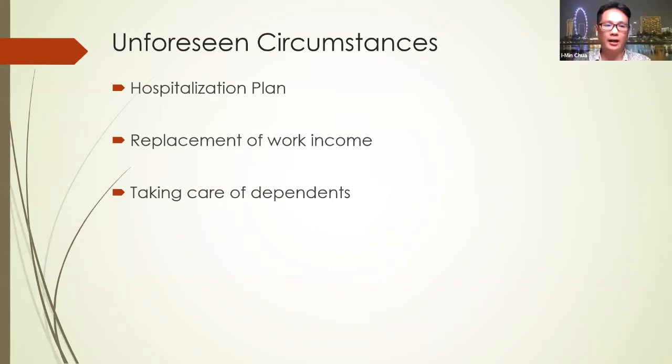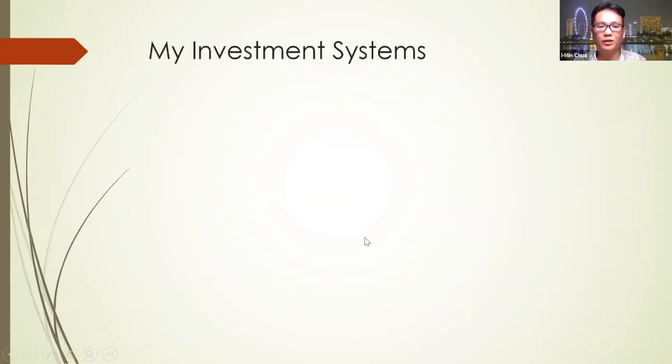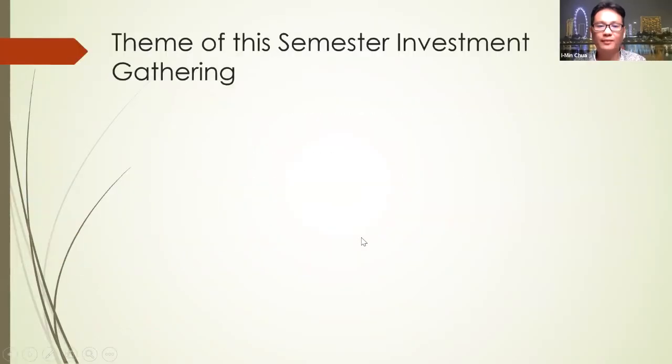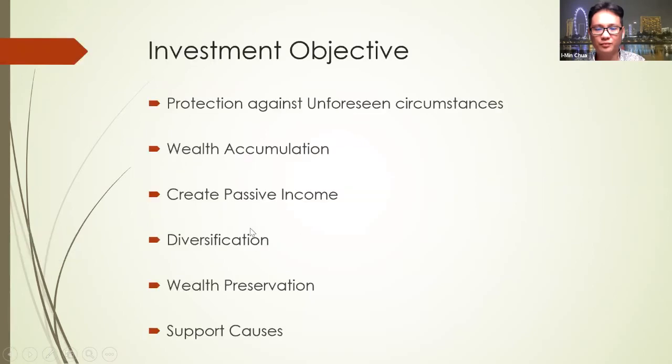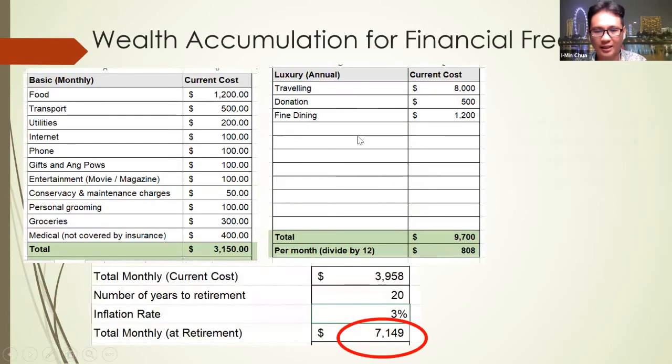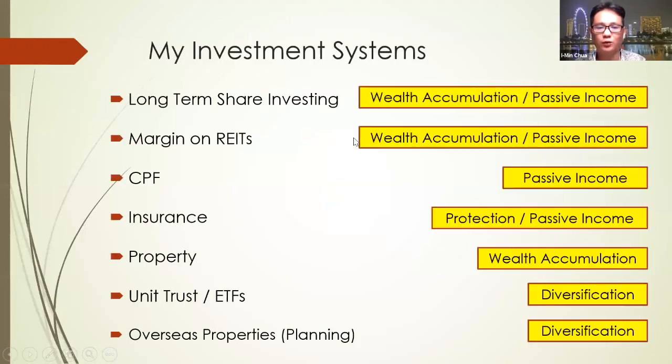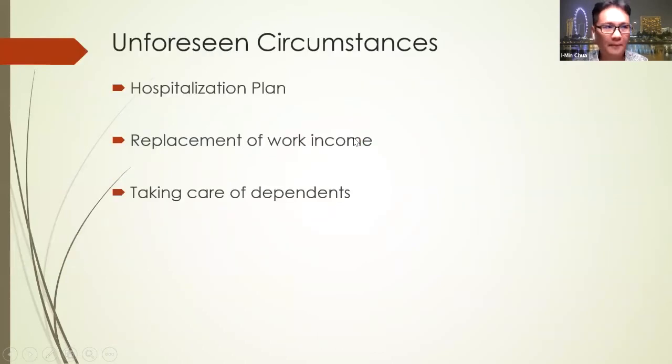So, go back to where we all start off. At the end of the day, I have these 4 investment objectives: protection, wealth accumulation, creating passive income, and diversification. Let me start with my first objective. How do I make sure I'm well protected against unforeseen circumstances? That's what I want to go through in detail today.